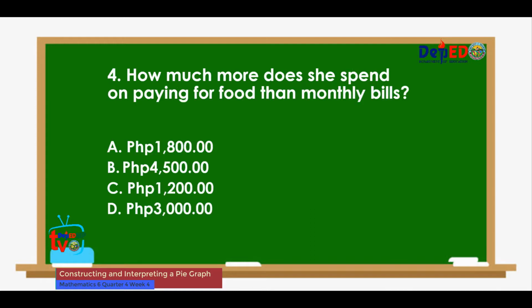Number 4 question. How much more does she spend on paying for food than monthly bills? A. 1,800 pesos. Letter B. 4,500 pesos. Letter C. 1,200 pesos. Letter D. 3,000 pesos. Time's up. The answer is letter D. It is 3,000 pesos.